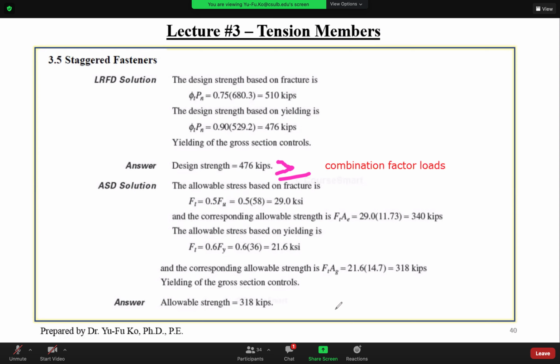Same thing, to answer your question. For ASD, this should be bigger than or equal to your combination service load. Okay? So 476 is the capacity of the tension member based on LRFD. 318 is the capacity based on ASD. Okay?